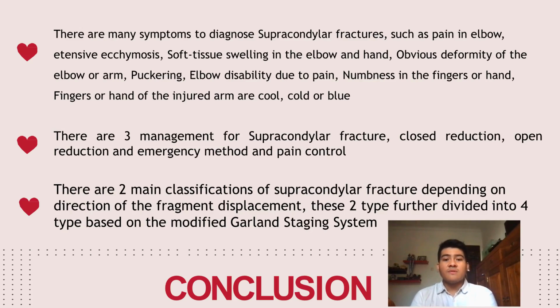There are many symptoms to diagnose supracondylar fracture, such as pain in the elbow, intensive ecchymosis, soft tissue swelling in the elbow and hand, obvious deformity of the arm or elbow, puckering, elbow disability due to pain, numbness in the fingers, or the hand of the injured arm being cold or blue. There are three managements of supracondylar fracture: closed reduction, open reduction, and emergency method and pain control. So that's all for the conclusion of this research.